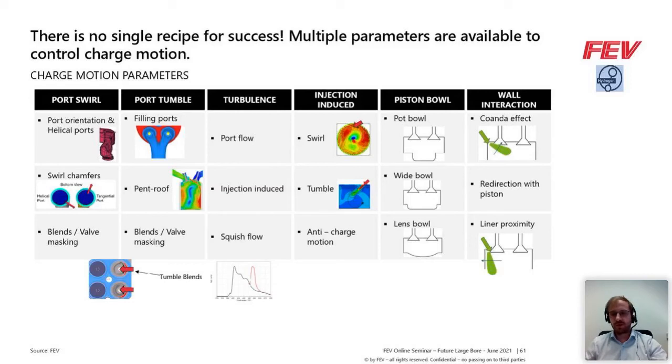And then we also have to think about wall interaction. With hydrogen, we need to avoid accumulation of the fuel on walls. So we have to consider the Coanda effect, for example, to avoid accumulation at hot surfaces, or also high hydrogen concentrations in wall proximities, which could possibly lead to embrittlement.